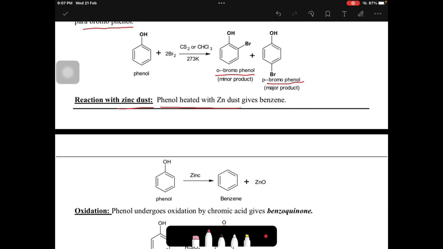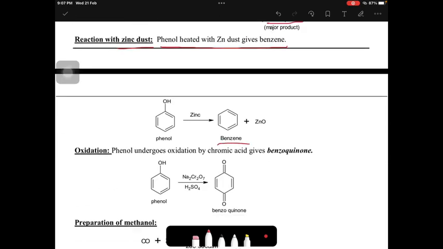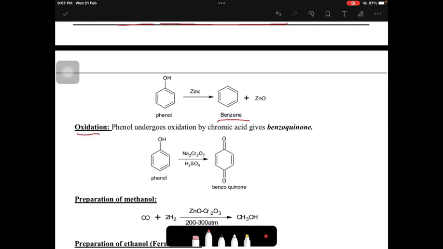Reaction with zinc dust. When phenol is heated with zinc dust, it gives benzene. Oxidation of phenol. Phenol undergoes oxidation by chromic acid, CrO3, or sodium dichromate, Na2Cr2O7, and H2SO4 to give benzoquinone.